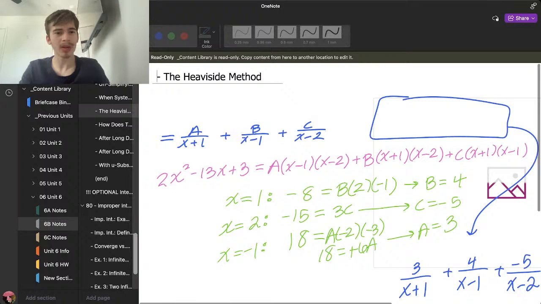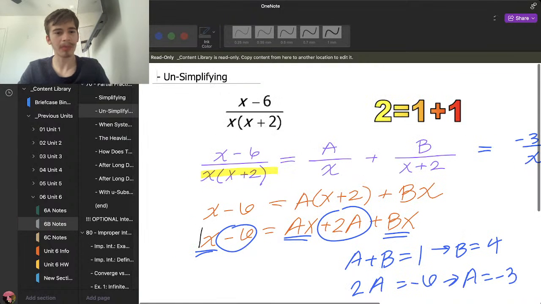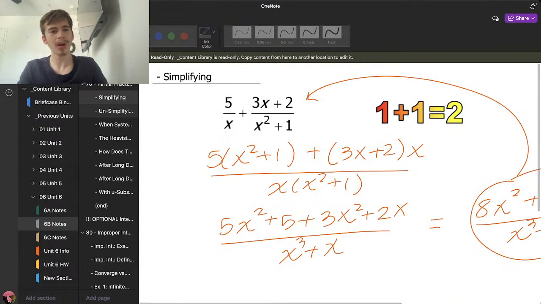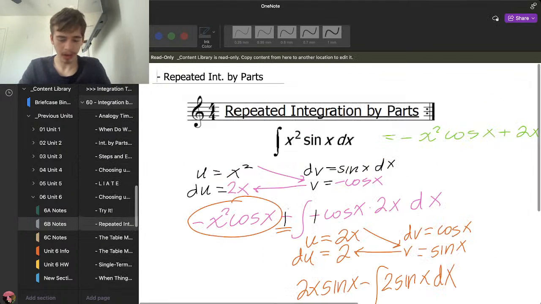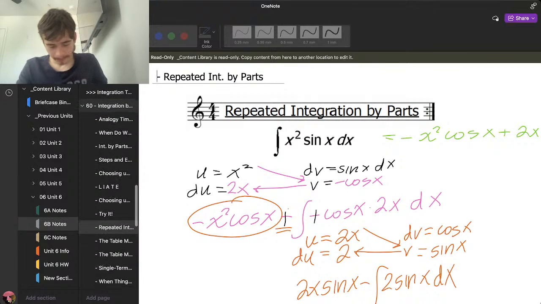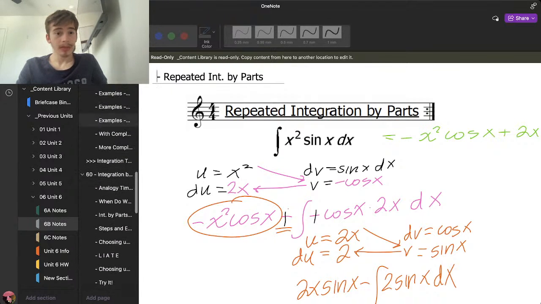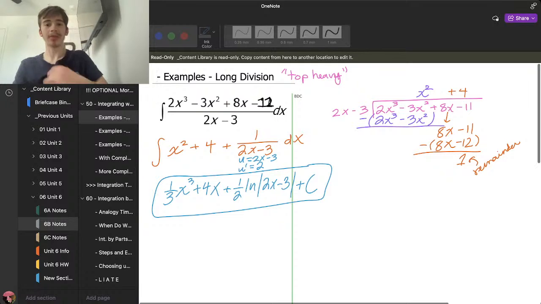Long division, Heaviside method for integration by parts. No, what am I saying? Oh, there we go. I skipped a lot. Apologies. Yo, there's so much content. I don't know if I have enough time to go over all of it.